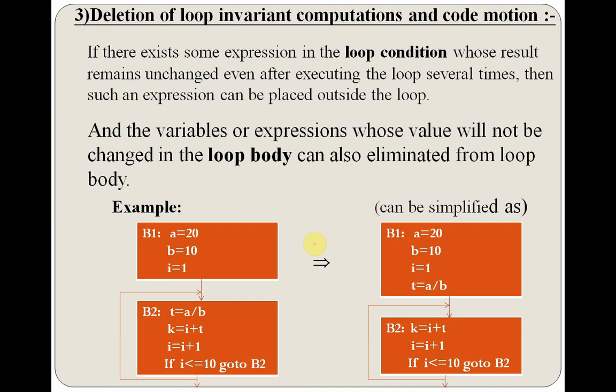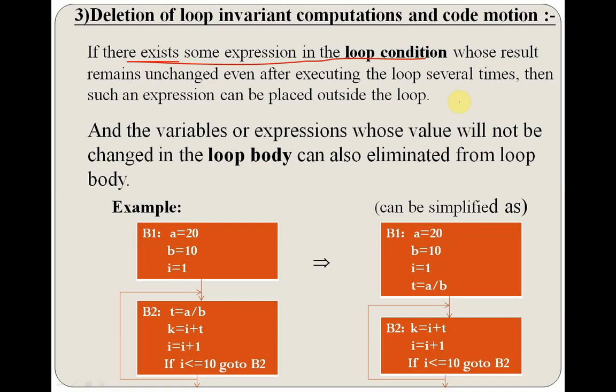Third one, deletion of loop invariant calculations and code motions. So what is the loop invariant calculation? If there exists some expression in the loop condition whose result remains unchanged even after executing the loop several times, then such an expression can be placed outside the loop.